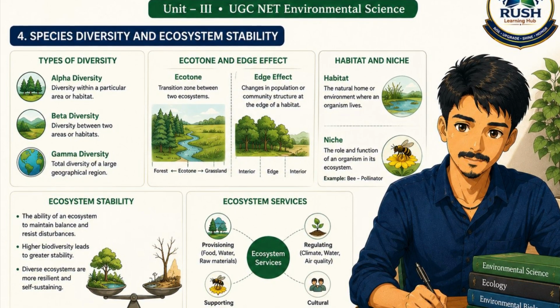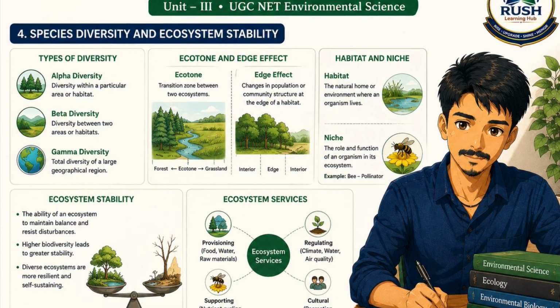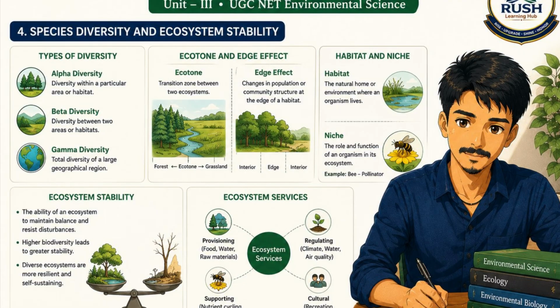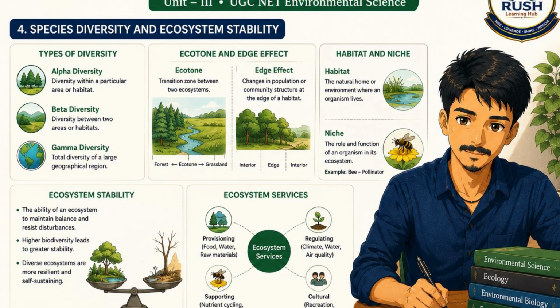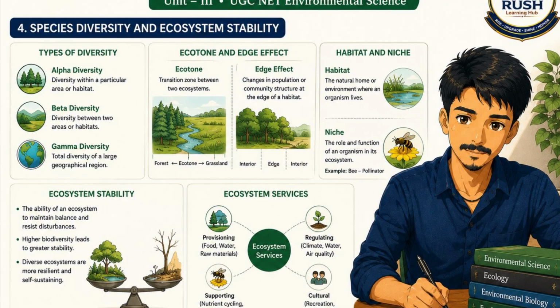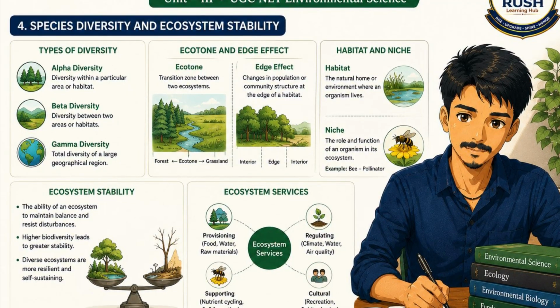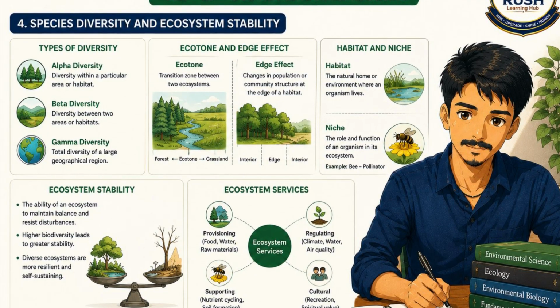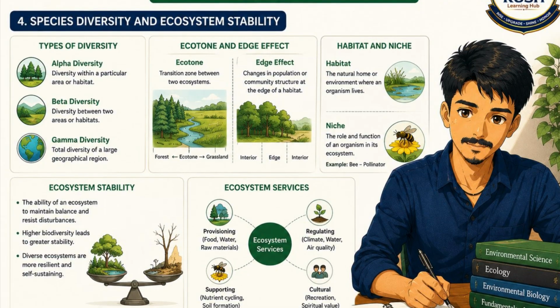Ecosystems also provide numerous services that are essential for human survival and well-being. These are collectively known as ecosystem services. Provisioning services include food, fresh water, timber, fuel, and medicinal resources. Regulating services include climate regulation, water purification, flood control, and disease regulation.